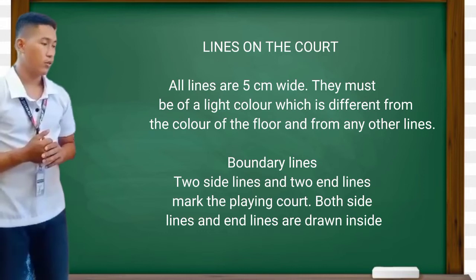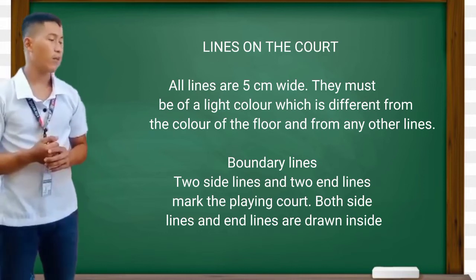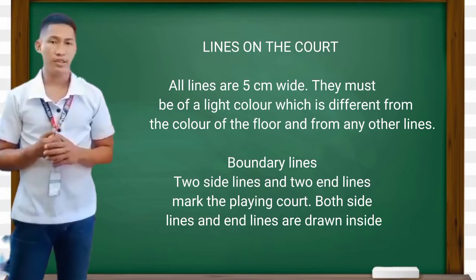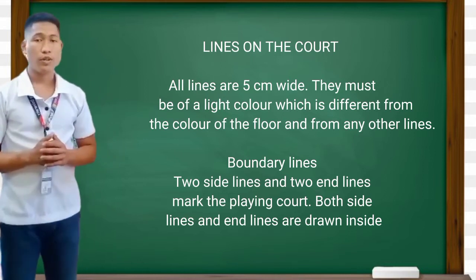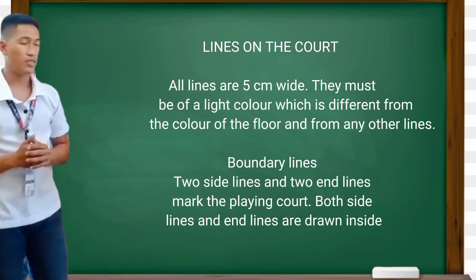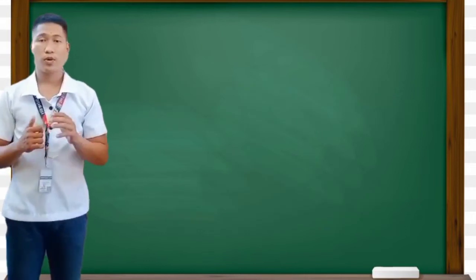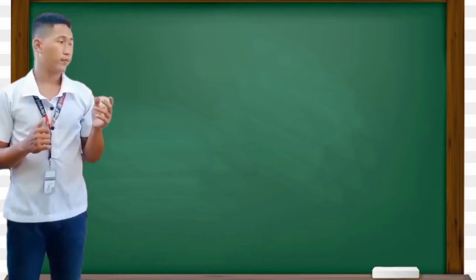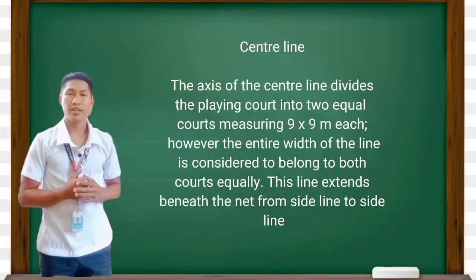Two side lines and two end lines mark the playing court. Both sides define the dimension of the playing court. So boundary lines are the lines of the free zone. Next is the center line.